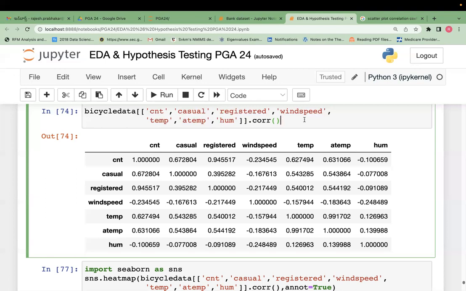Seaborn is a sub-library of NumPy. It's a pure visualization library. Like Matplotlib, Seaborn is a library for visualizations. But the Matplotlib is also part of NumPy. Actually, no. Matplotlib is a separate library. It's not part of NumPy. In NumPy, you have Seaborn and Plotly. Two libraries are there. Seaborn is exclusively for visualizations.